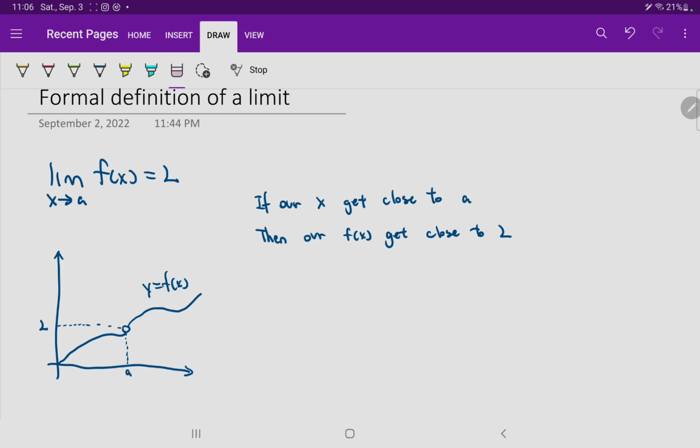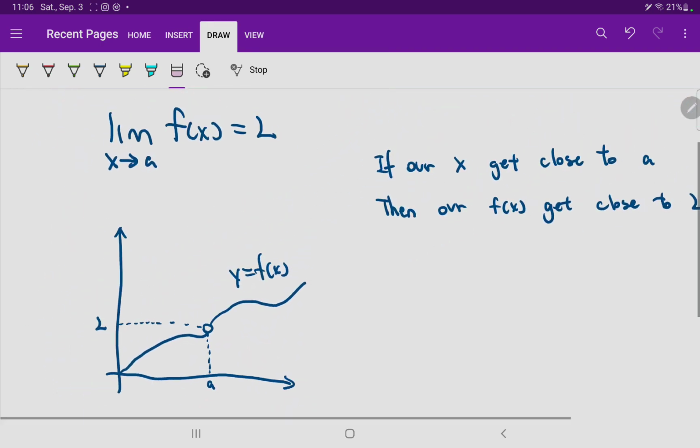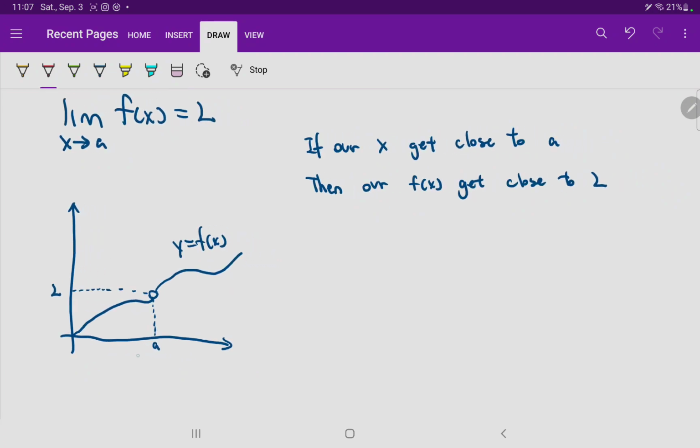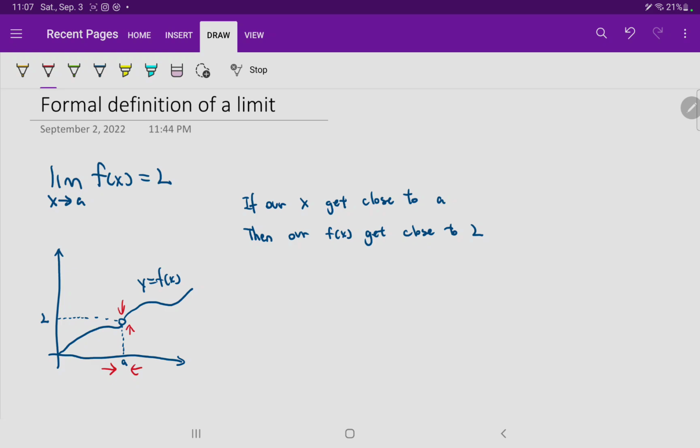If you look at this diagram, what limit means is that as x approaches a, f of x approaches the value L. So that's what we mean when we say limit. Now our mission is that we want to take this and turn it into a mathematical definition, or a mathematical sentence, that we could use to prove that a limit exists. So how will we do that?